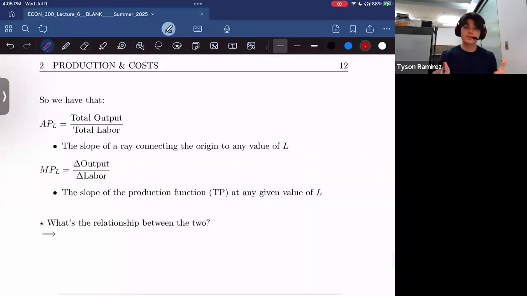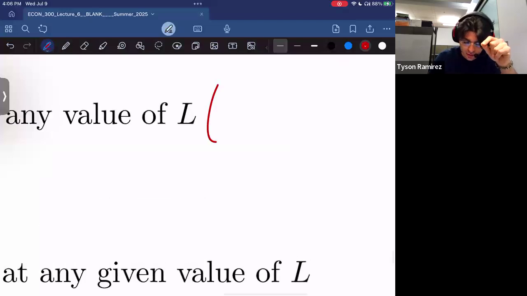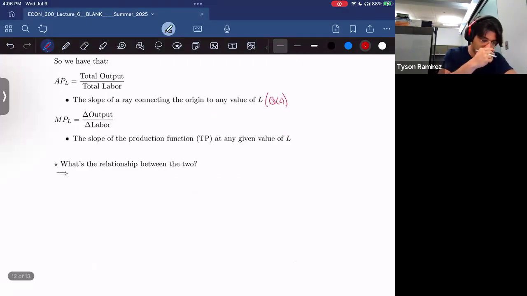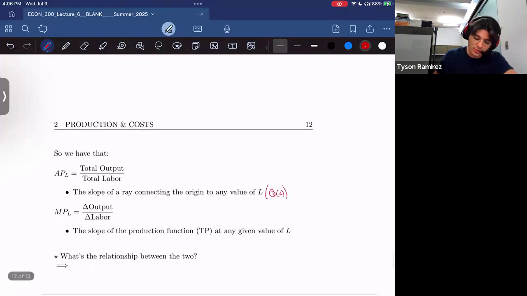So to summarize what we just said, average product of labor is your total output divided by your total amount of labor. And it's the slope of a ray that connects the origin to any value of L, I should say Q of L. Meanwhile, the marginal product of labor is the change in output that occurs with respect to a change in labor. And that's just the slope of the production function, the total product. What's the relationship between the two? Here is a key point that I want to point out.